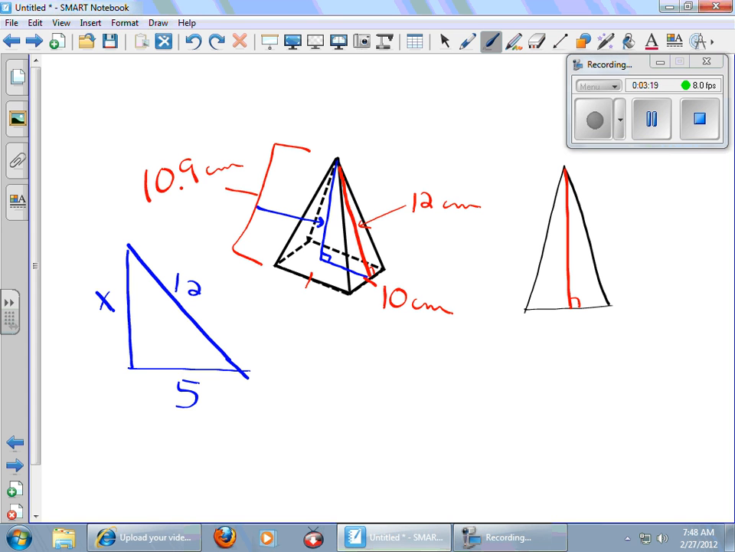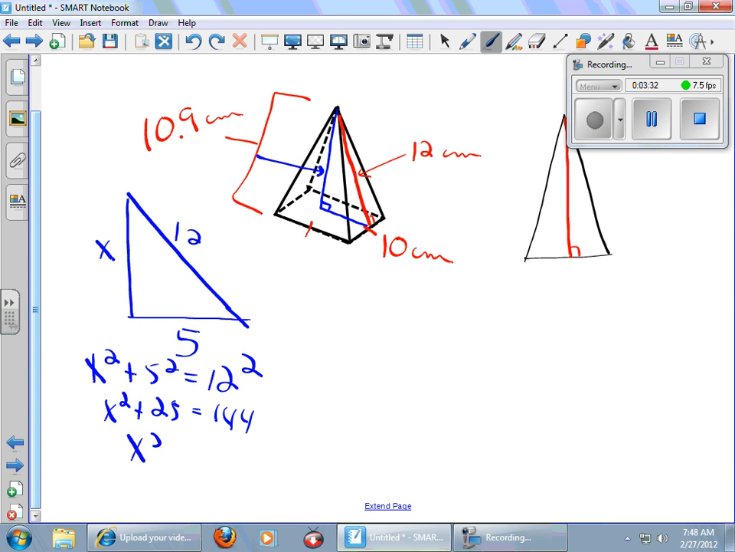And then this would be x, and I did x squared plus 5 squared equals 12 squared, and I solved for x. x squared plus 25 equals 144. x squared would equal 144 minus 25, which is 119. And then I took the square root of each side, so x would equal approximately 10.9 centimeters, all right? But again, we don't need that for surface area.